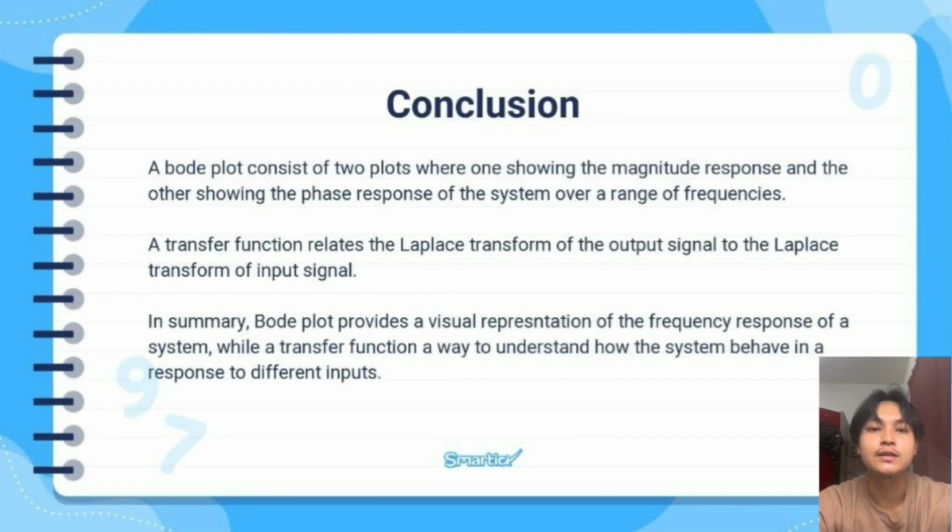For the conclusion, a Bode plot consists of two plots, one showing the magnitude response and the other showing the phase response of the system over a range of frequencies. A transfer function relates the Laplace transform of the output signal to the Laplace transform of the input signal. In summary, a Bode plot provides a visual representation of the frequency response of a system, while a transfer function is a way to understand how the system behaves in response to different inputs.